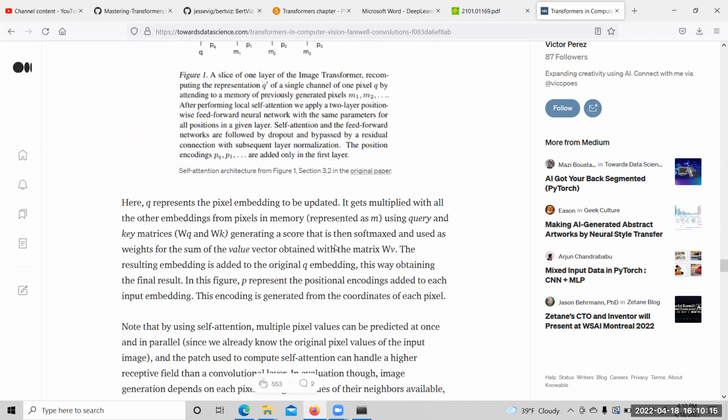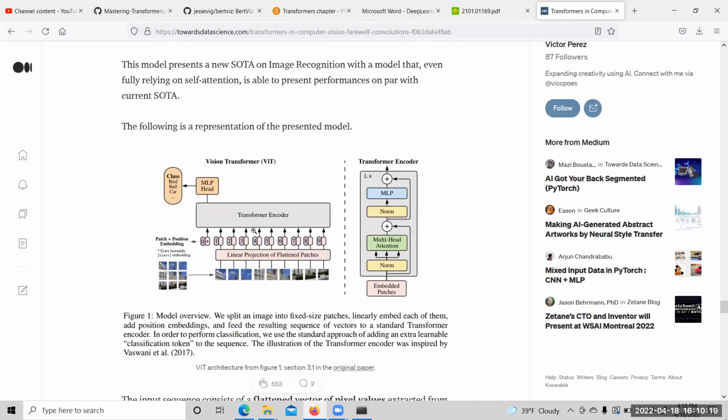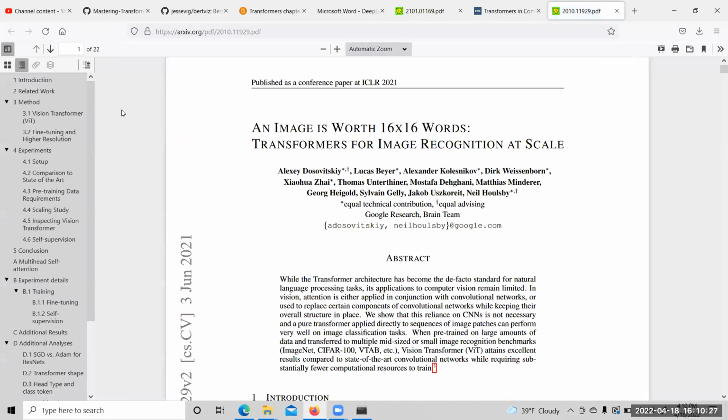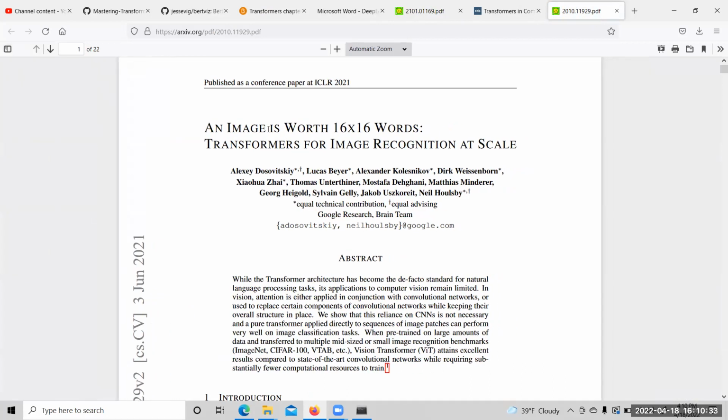But they do have one of the particular scenarios I liked. This one, yeah. So the vision transformer, ViT. If you click on that, that'll take you to this paper, which I like this idea. I thought it was intuitive to understand. The paper was published in 2021.